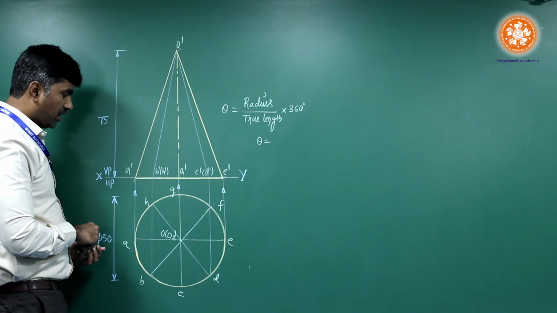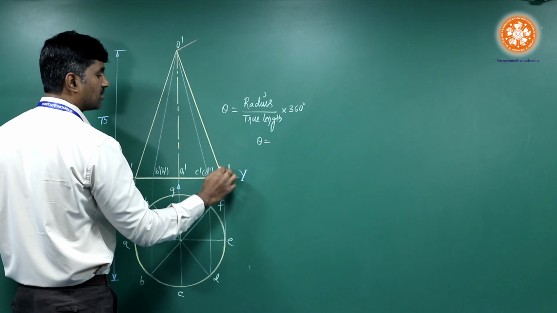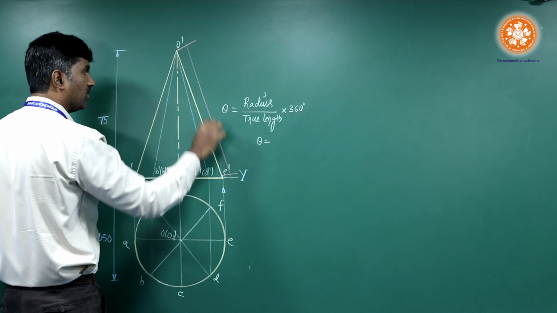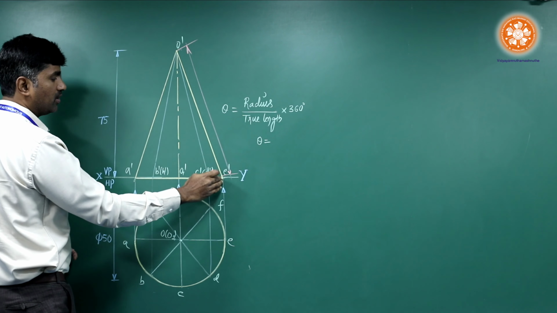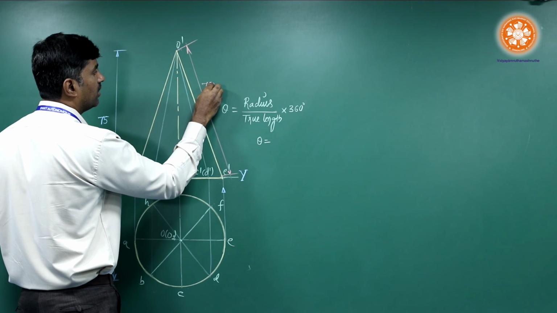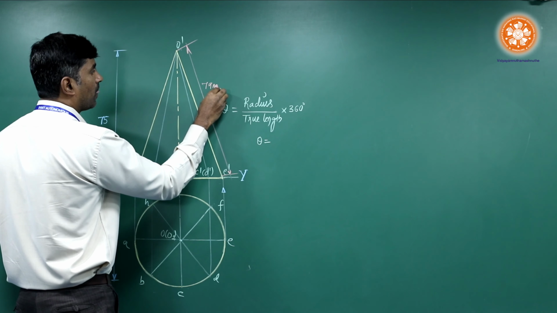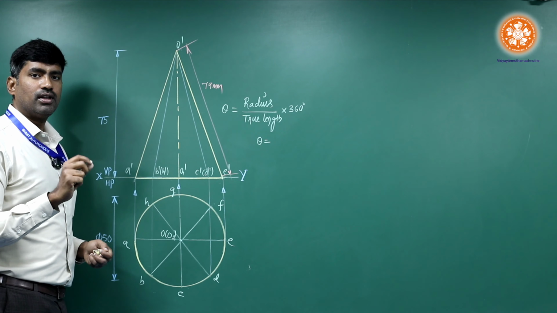So now by default, in case of cone, the true length is very simple. This would be the true length. That can be to this side or to this side. If we measure, we get 79 mm. The next part is about the development.